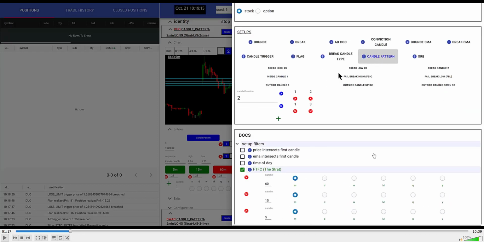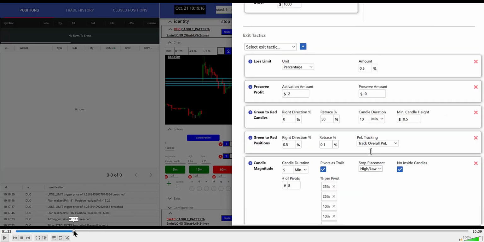The setup I'm using is actually from the Strat. It's a candle pattern. I'm looking for ones, which are inside bars, and then either a 2 or a 3. Because I'm in a retirement account and I'm only going to trade long, I'm either looking for a 2 up or a 3 that starts going down and then goes back up. Either one of those will trigger an entry.